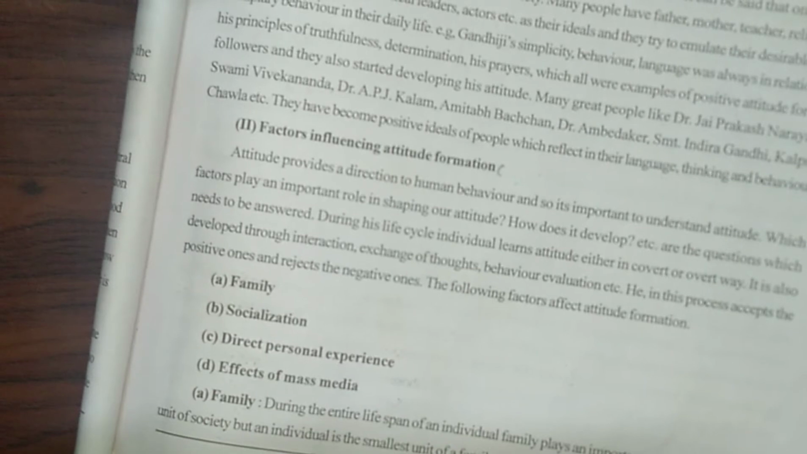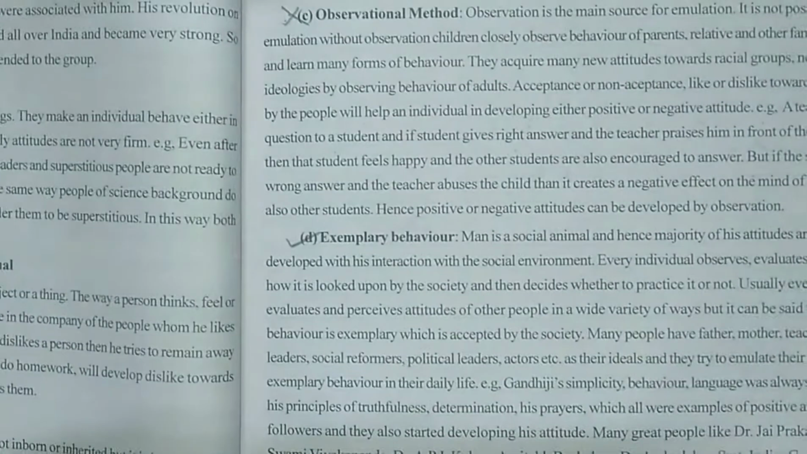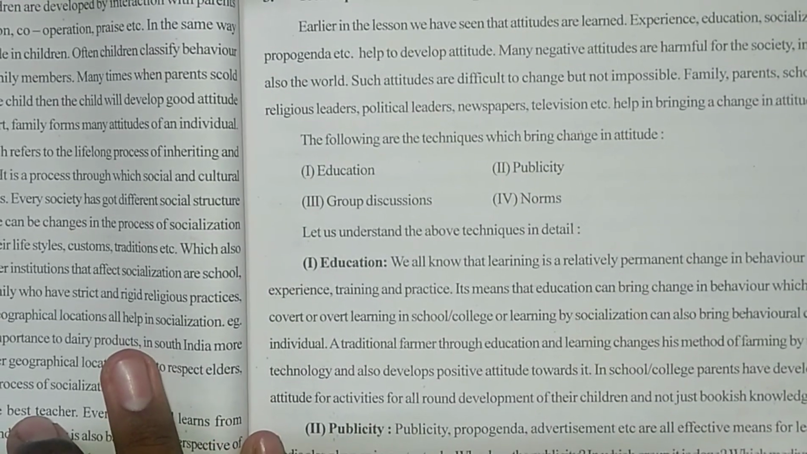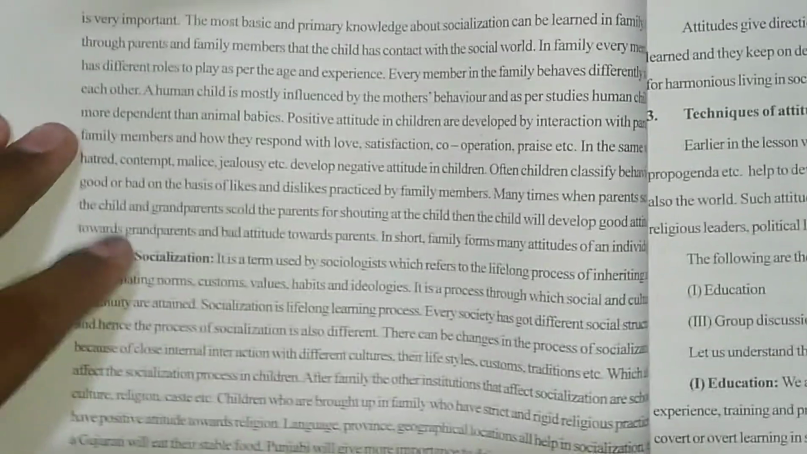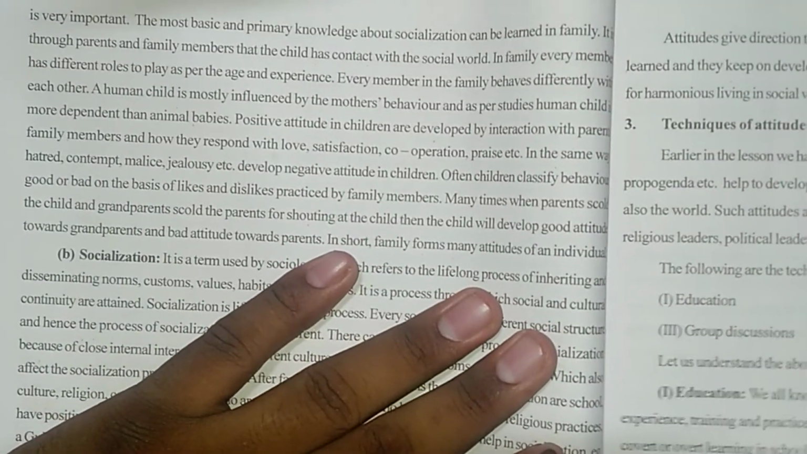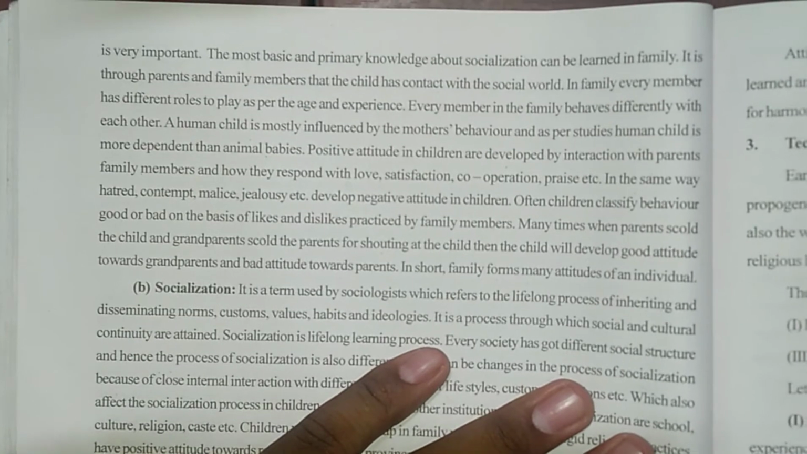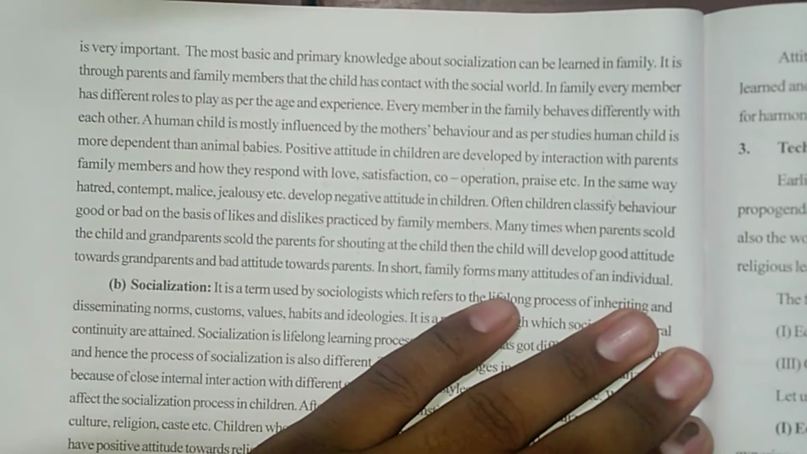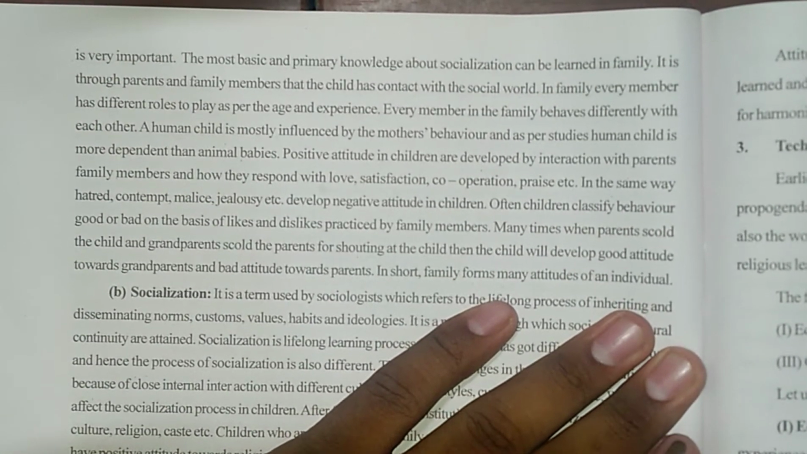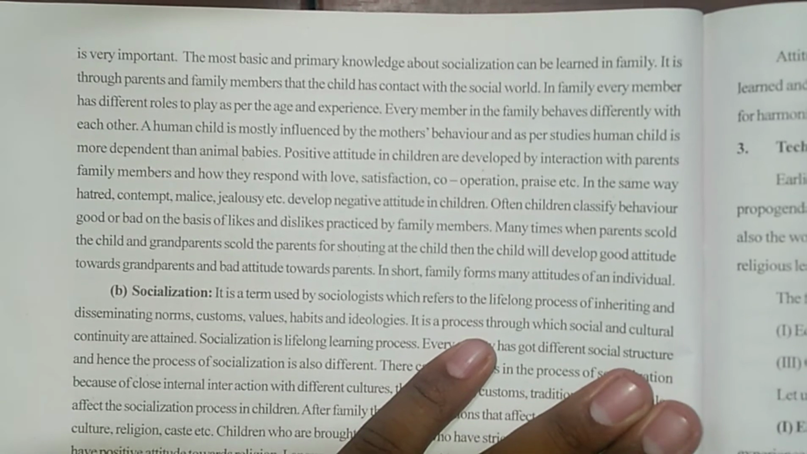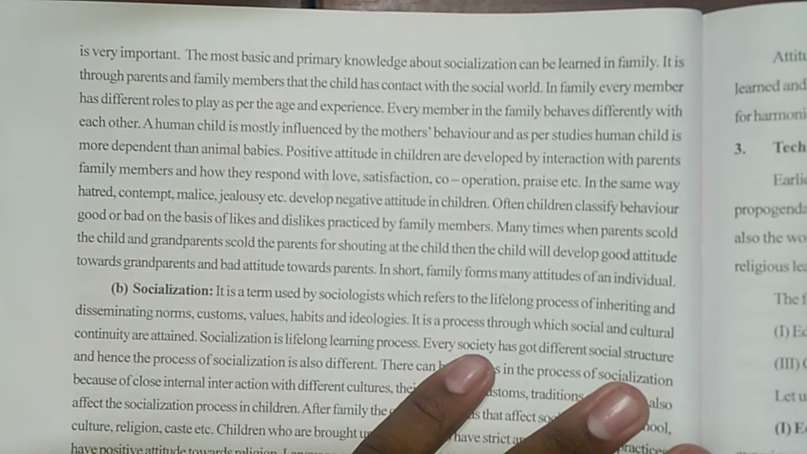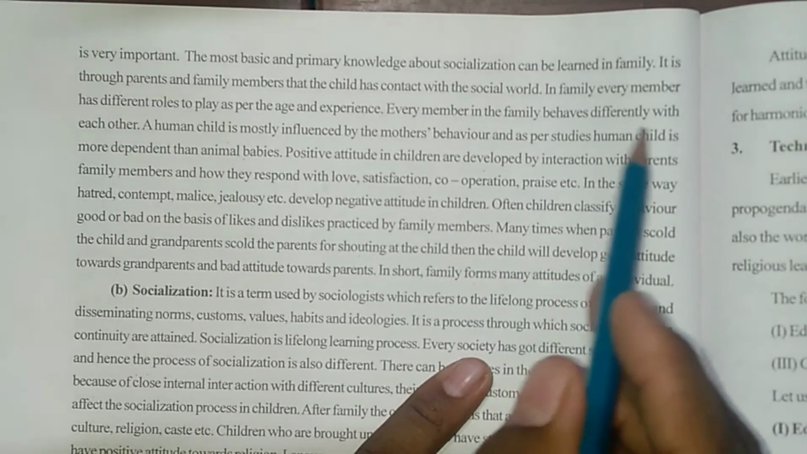Man is a social animal, and so for him, family is life. Family is very important. The most basic and primary knowledge about socialization can be learned in the family. It is through the parents and family members that the child has contact with the social world. In a family, every member has different roles to play as per age and experience. Every member in the family behaves directly with each other.